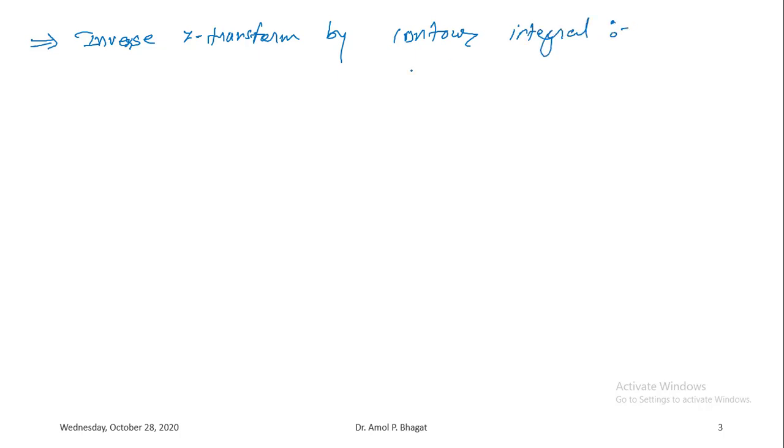So the first method is inverse Z transform by contour integral, that is, by using Cauchy residue theorem.